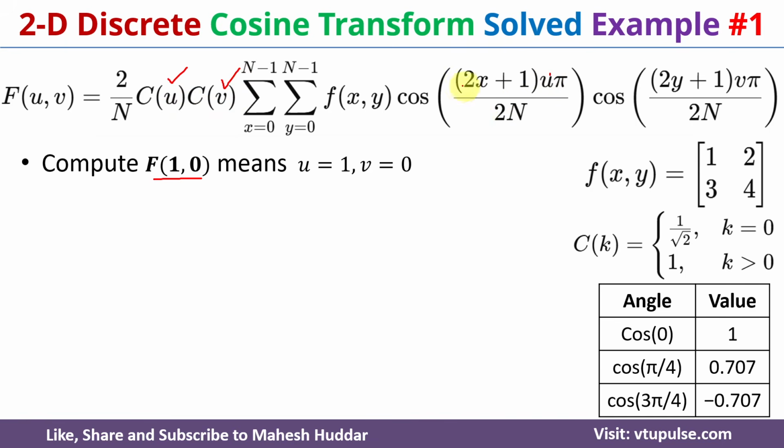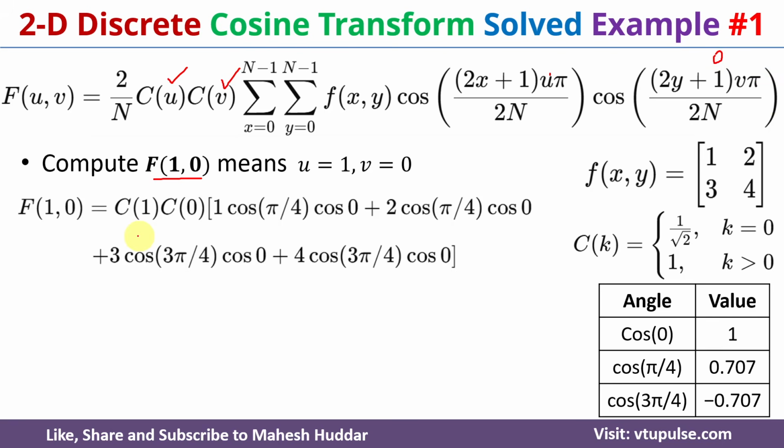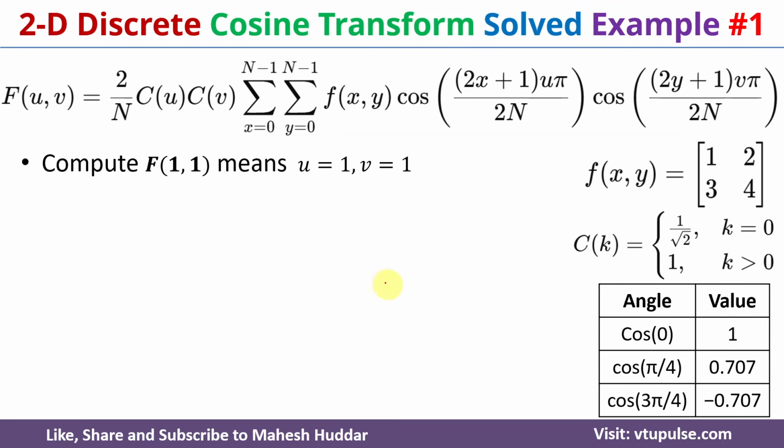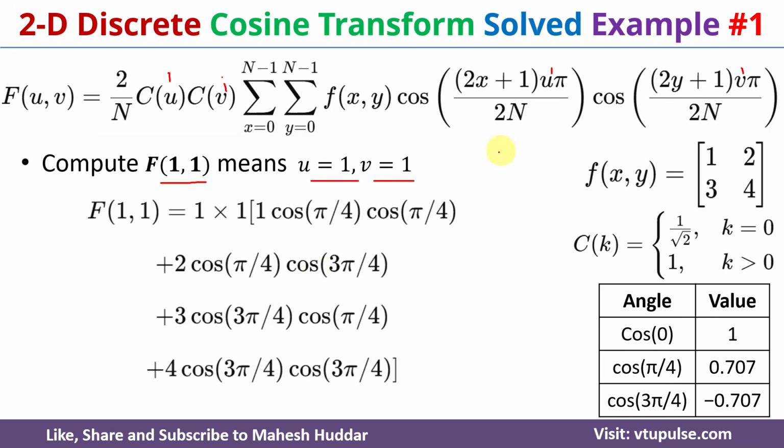So once you put this one and here also we need to put same thing. It will become 1. It means 2x plus 1 pi divided by 4. Cos of this value will become 0 because here v value is 0. So once you expand this one, it will look something like this. And once you put the required values, we will get f of 1, comma 0 is equal to minus 2. Next, we will go for computing f of 1, comma 1, means u is equal to 1 and v is equal to 1. Here we need to put 1, 1 and here also it will become 1. So once you do this one, next we need to expand this equation.